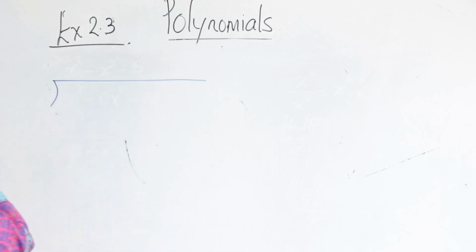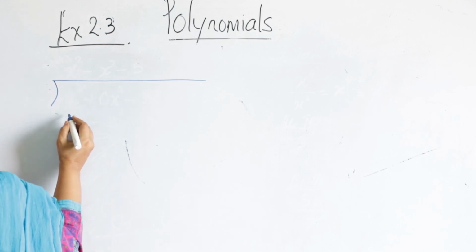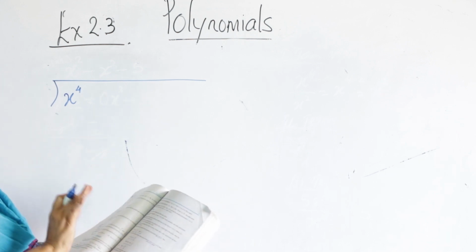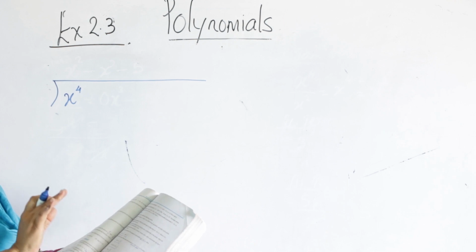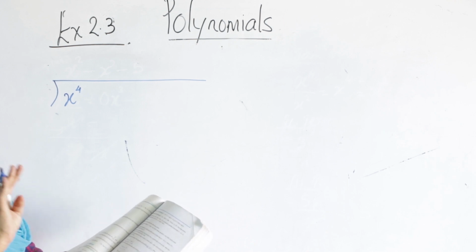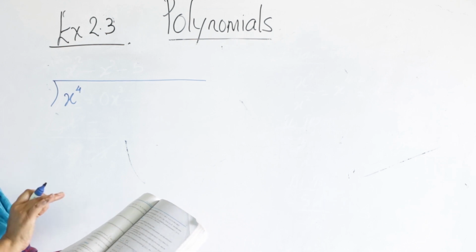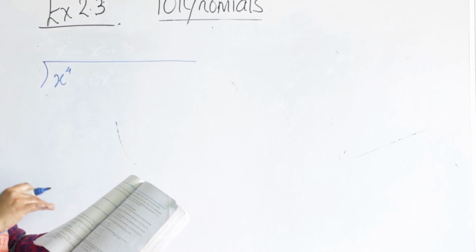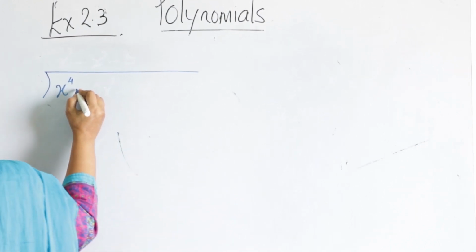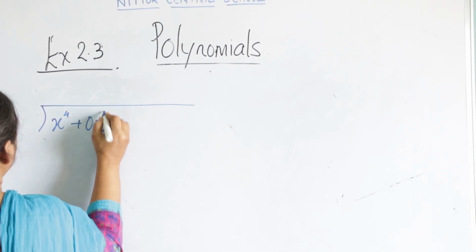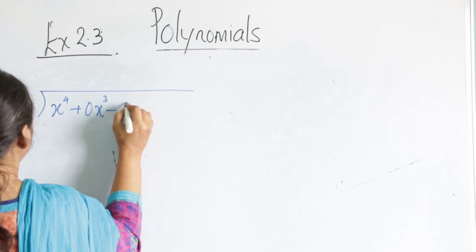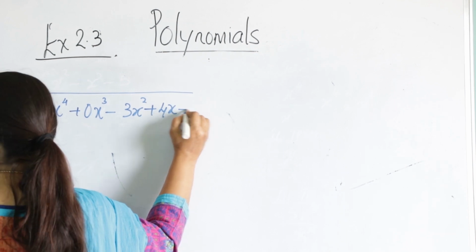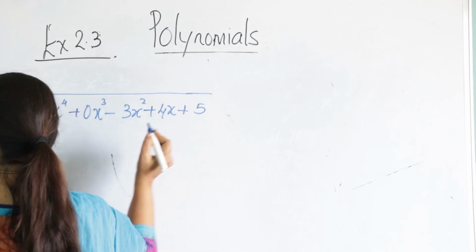Now let us solve the second problem. Let's follow the thumb rule. Here the equation given is x raised to 4 minus 3x square plus 4x plus 5. The degree of this polynomial is 4, and the term with x raised to 3 is not there. So let us take x raised to 3 as plus 0 x raised to 3. Then the remaining equation will come as it is.